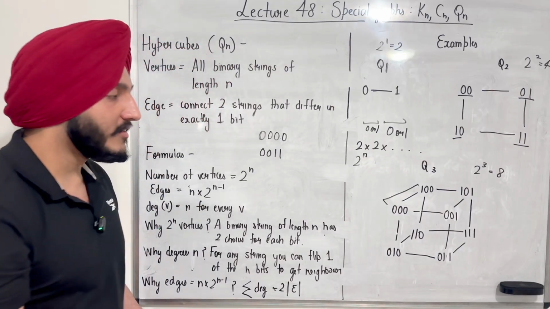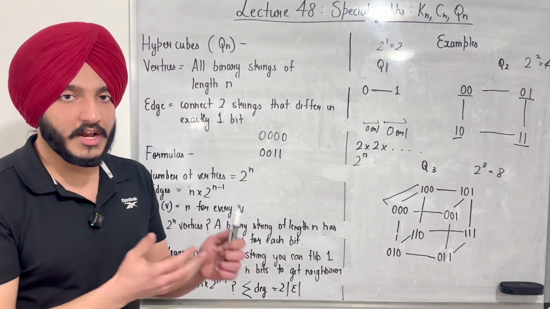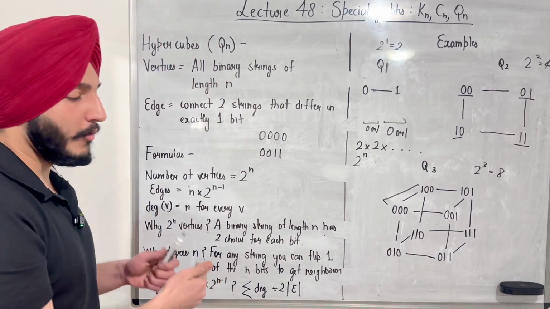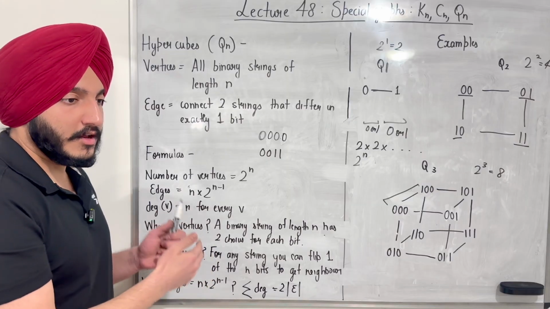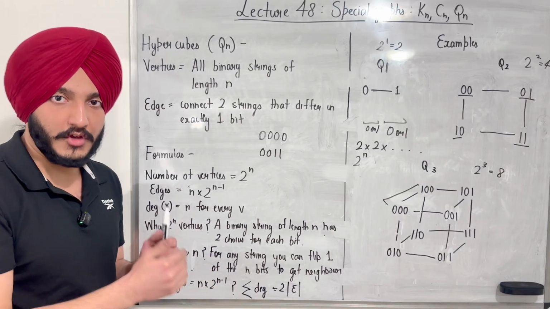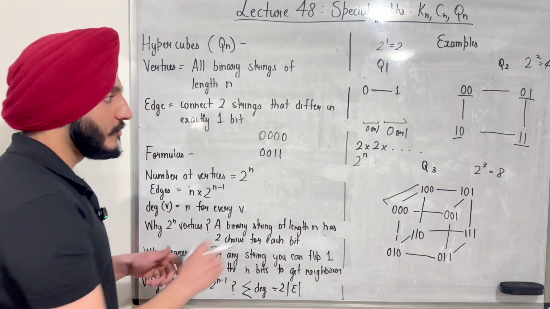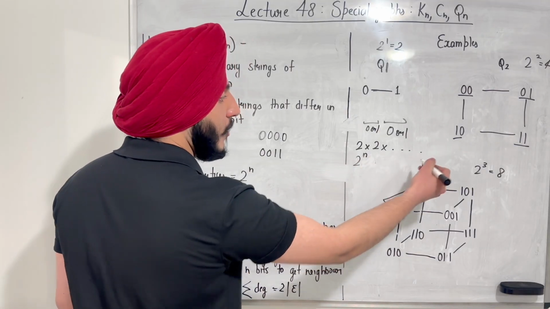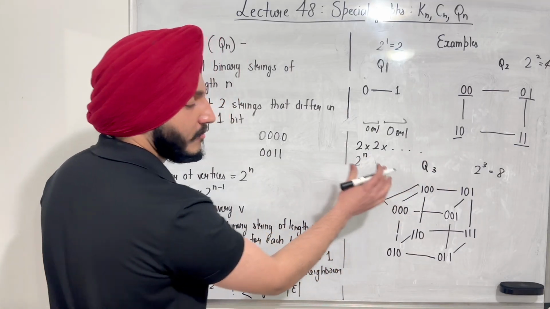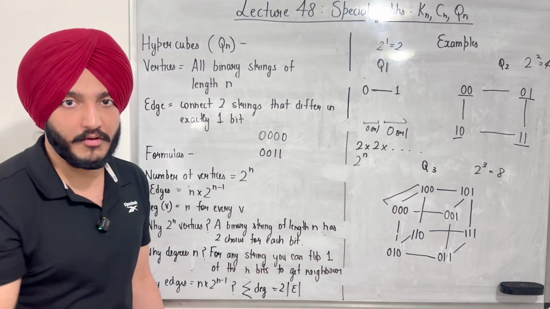Once again, why? Because at every single position, every possible bit could be either 0 or 1. So that means 2 multiplied by 2 multiplied by 2, and so on until you have an n-digit bit string, which results in 2 to the power of n.